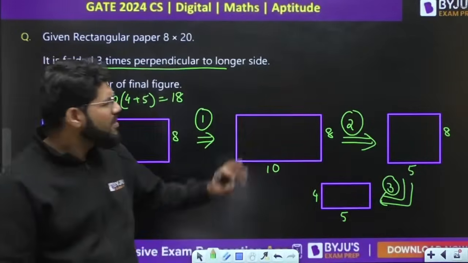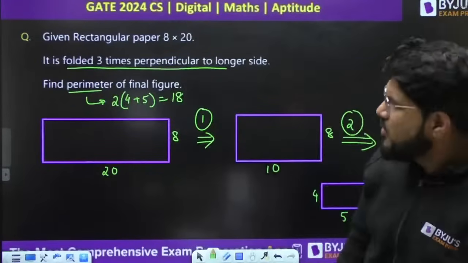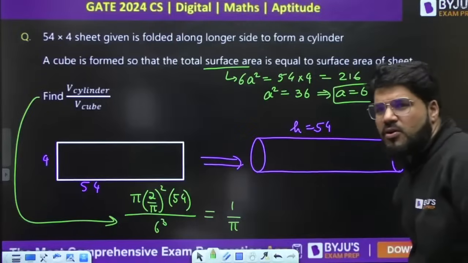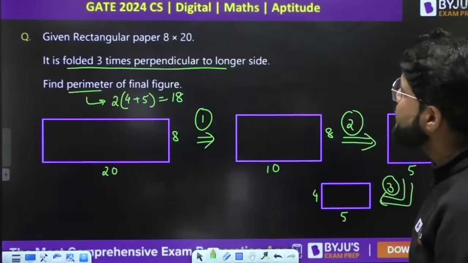Done? So just an easy one, visualization only. This was also easy, but a relatively decent question I can call. But nothing is difficult here.